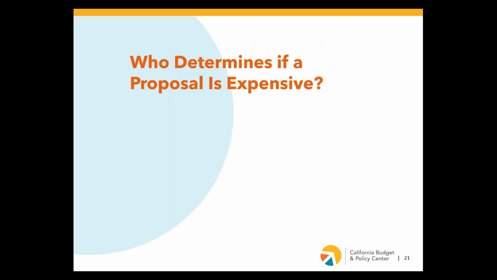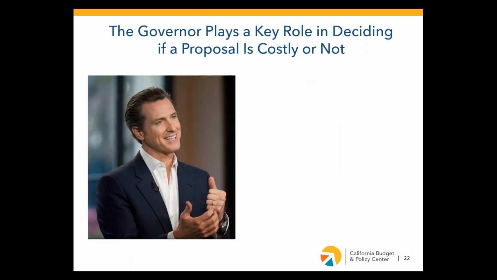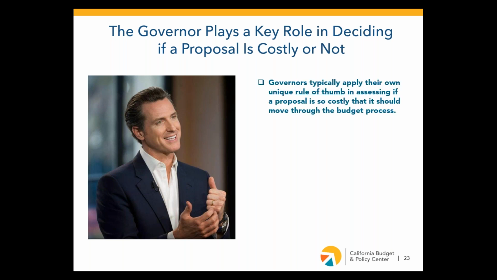So then, naturally the question comes up, well, who's determining if a proposal is expensive? So far, I've been really vague. I've just been using words like relatively expensive and more expensive or relatively costly. In most cases, it's really the governor who's playing the key role in deciding if a proposal is costly or not. Governors are typically applying their own unique rule of thumb in assessing whether a proposal costs so much that they think it should move through the budget process.